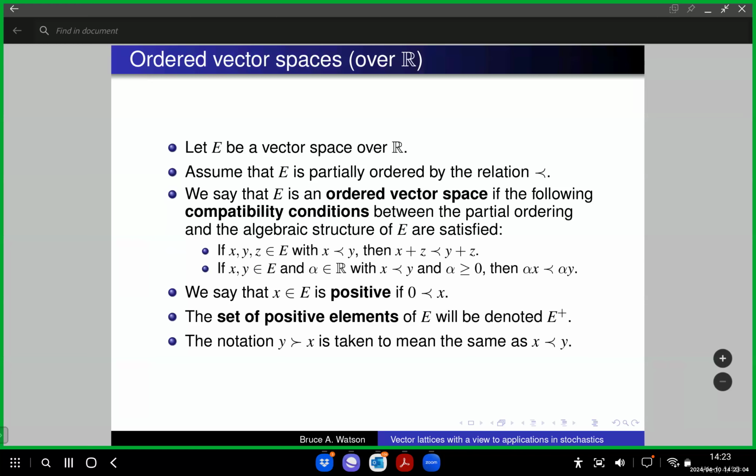Our aim at the end of this mini course is to be in a position where we could start looking at stochastics via partial orderings and ordered vector spaces. So one of the things we need to do now is look at vector space structure along with partial ordering.